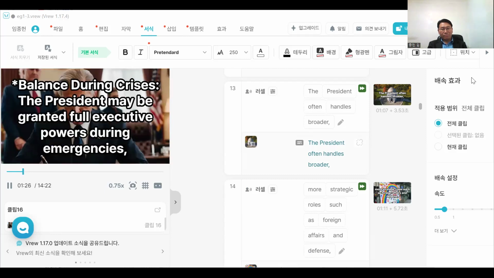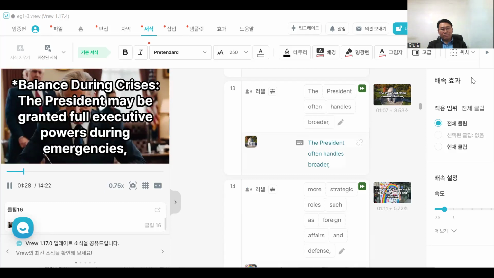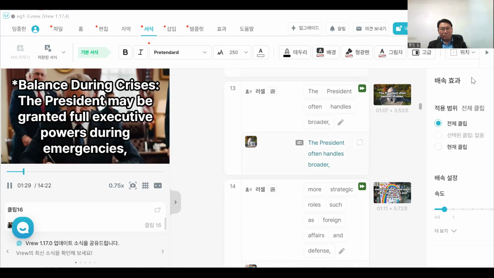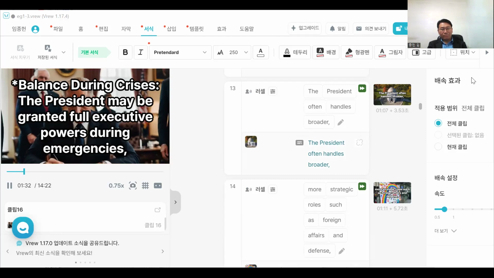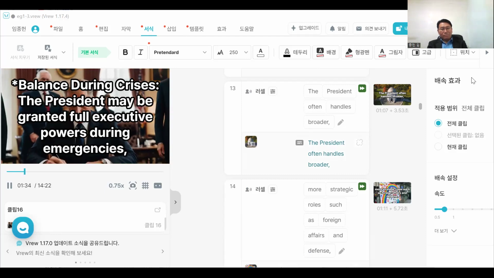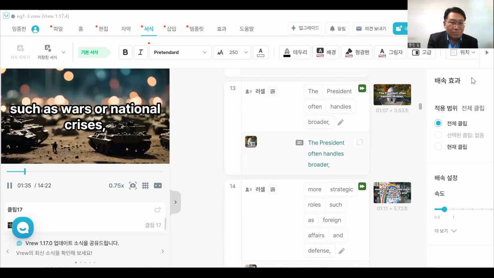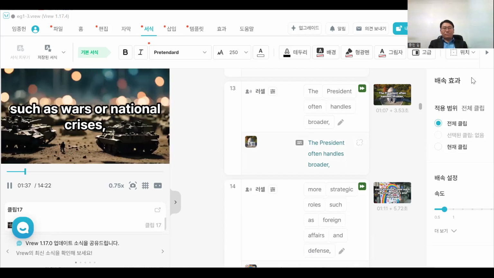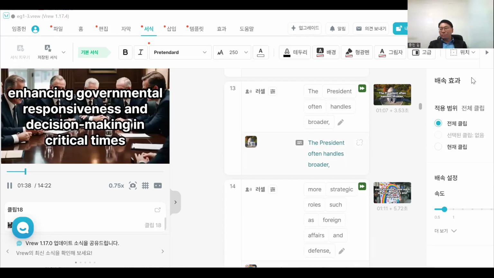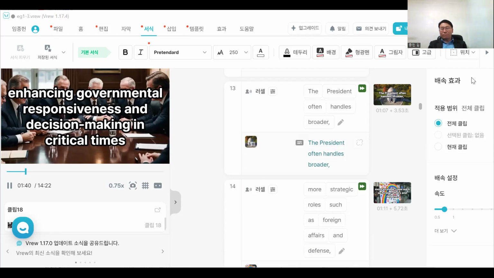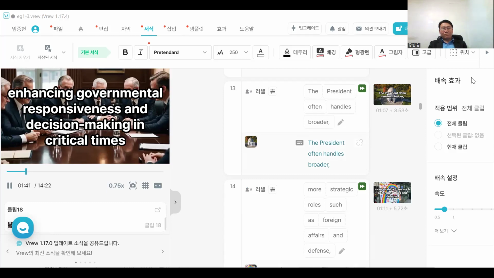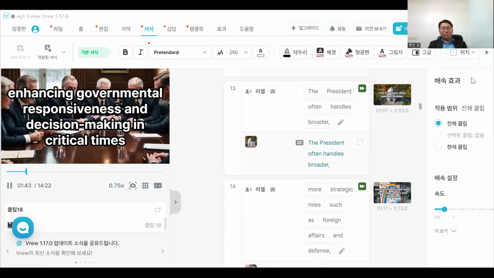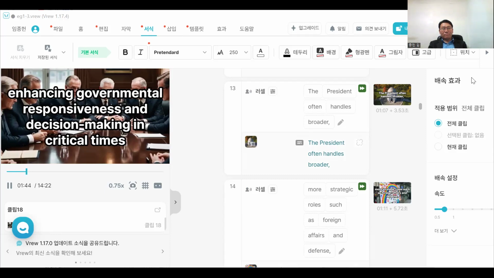Balance during crisis. The President may be granted full executive powers during emergencies, such as wars or national crises, enhancing governmental responsiveness and decision-making in critical times.